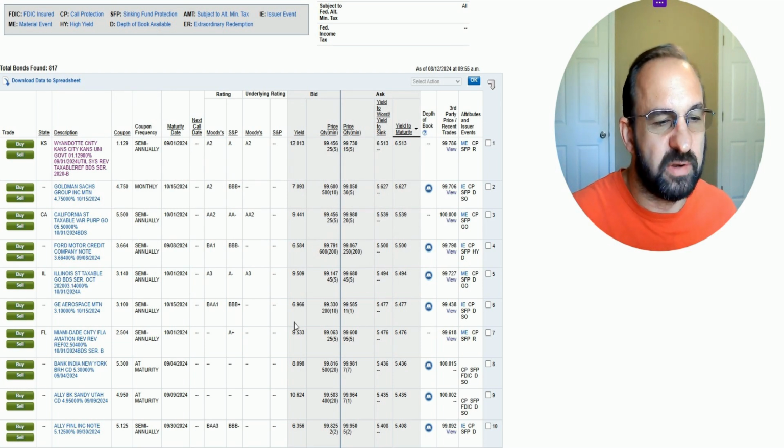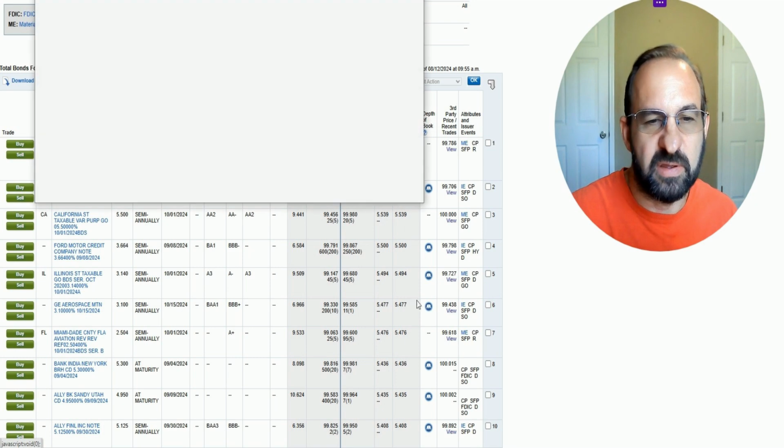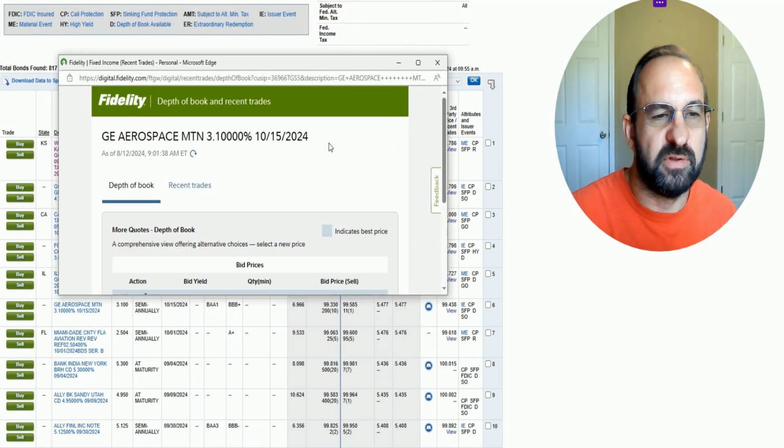This only needs 1 for GE. And let's see, the coupon is 3.1. The ask maturity is 5.47. And you can buy as little as 1, so as little as $1,000.